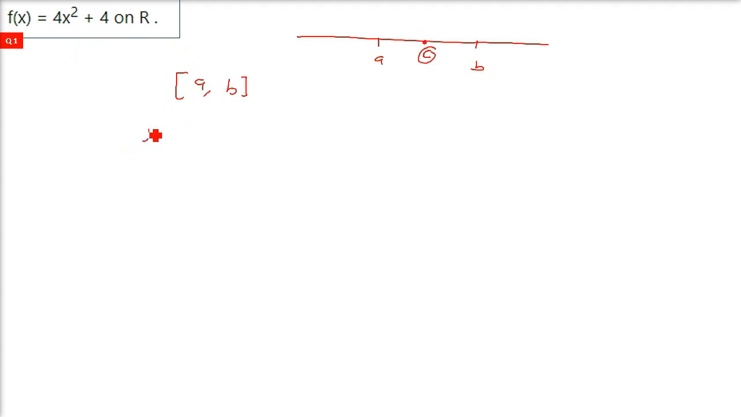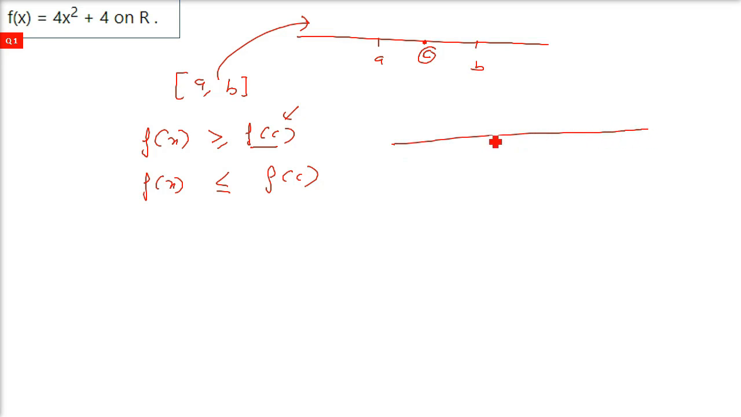Now this c, we are saying that the value of the function from a to b is always greater than or equal to the function of the c value. That is, f(x) can be greater than or equal to f(c), and f(x) can be less than or equal to f(c). f(c) is simply the value at a point between a and b, so c belongs to [a, b]. When you have the upper limit and the lower limit, f(x) cannot go beyond that f(c).